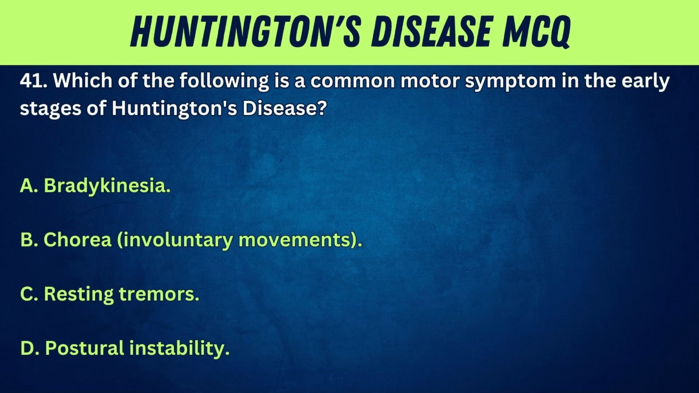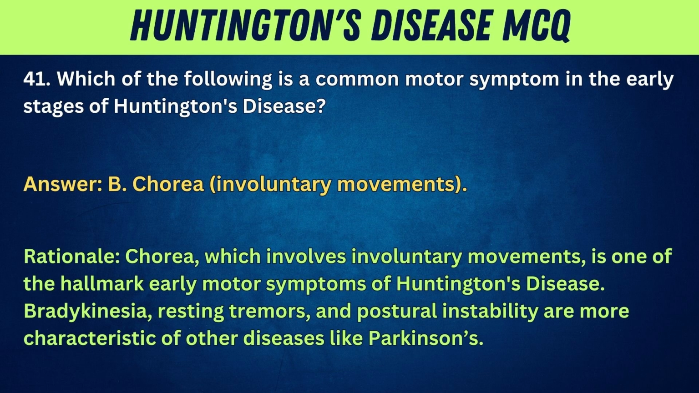41. Which of the following is a common motor symptom in the early stages of Huntington's disease? A. Bradykinesia. B. Chorea, involuntary movements. C. Resting tremors. D. Postural instability. Answer: B. Chorea, involuntary movements. Rationale: chorea, which involves involuntary movements, is one of the hallmark early motor symptoms of Huntington's disease. Bradykinesia, resting tremors, and postural instability are more characteristic of other diseases like Parkinson's.